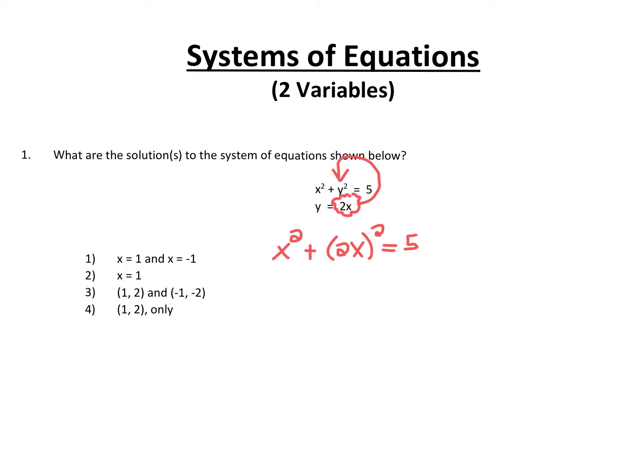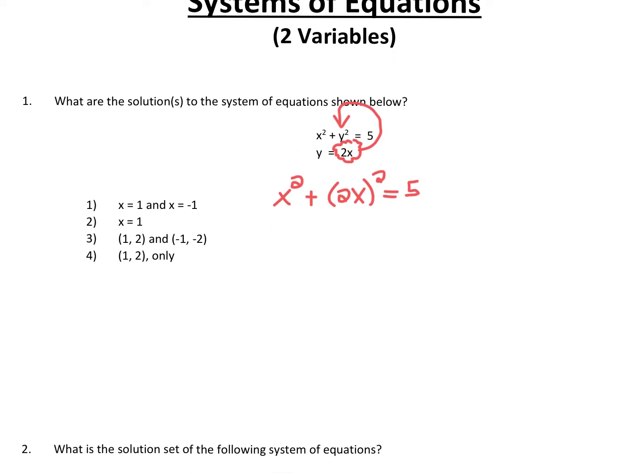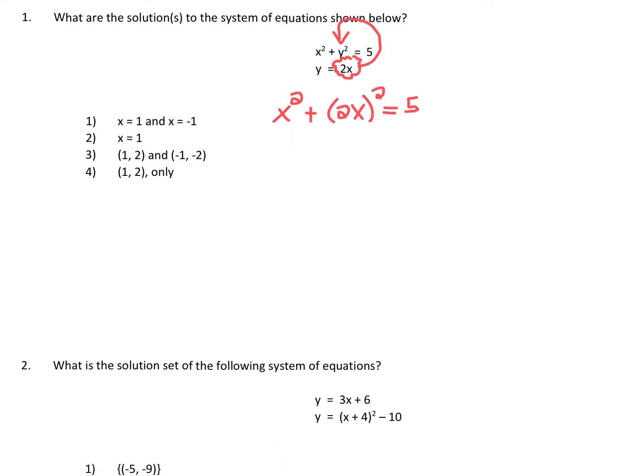So now instead of x squared plus y squared equals 5, we have x squared plus (2x) squared equals 5. Okay, now all we're going to do is solve this equation for x. All right, let me move this up and give myself a little more room. So I'm going to bring down this x squared. And then if I square what's in the parentheses, 2 squared is 4, and x squared is x squared. So I'll have plus 4x squared equals 5.